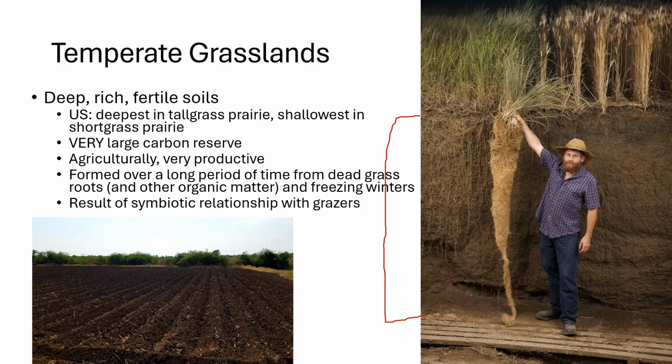First off, you have these deep-rooted perennial grasses that eventually will die, and those roots stay in the soil and they decompose in the soil, but they don't decompose fully because decomposition is slowed down during the winter. And when you get deeper down into the soil, there's less oxygen and less microbial activity. So not all of the grass root will decompose, and some of it will be left as humus.